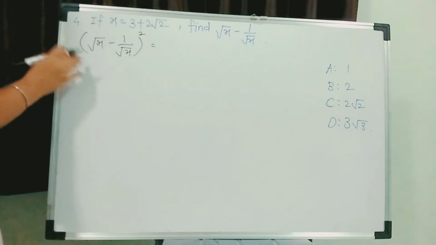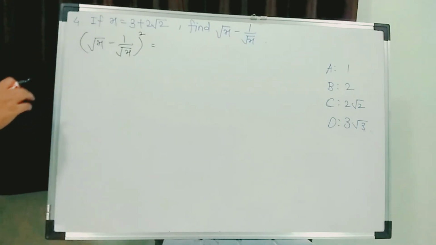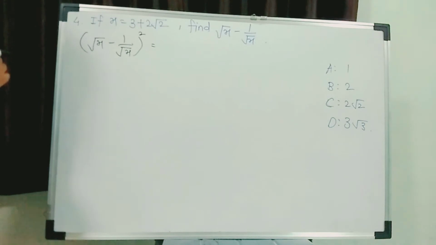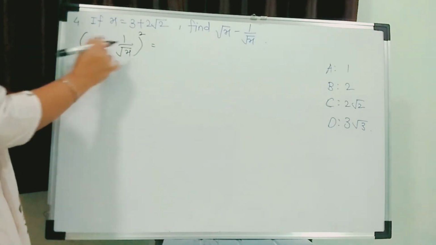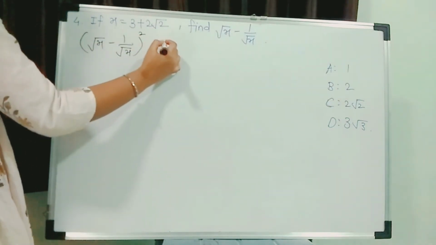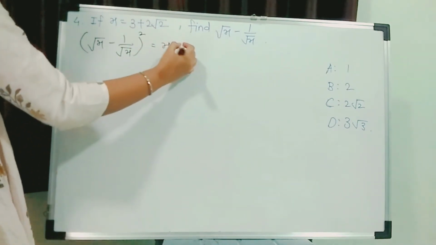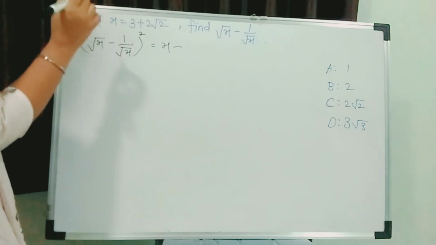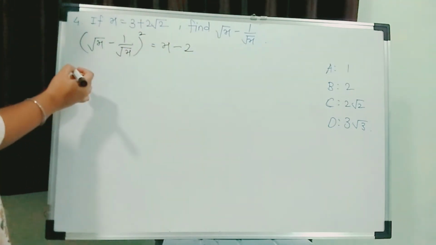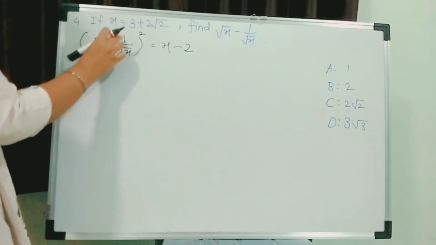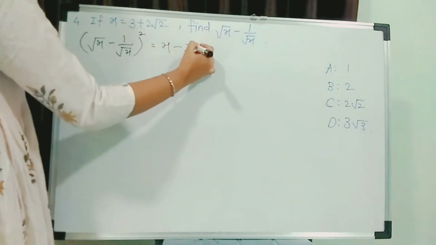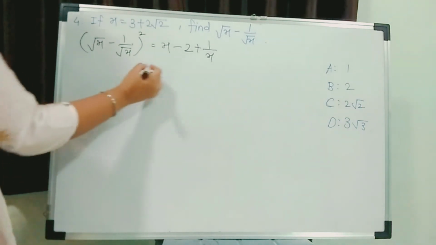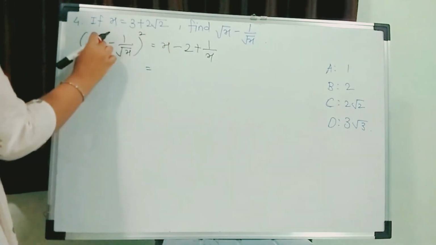Have you remembered the formula for a minus b bracket square? What is the equation? a square minus 2ab plus b square. a square means root x square, x, minus 2ab, 2 into root x into 1 upon root x. Root x cancels, remaining 2. Plus b square means 1 upon root x square, 1 upon x.